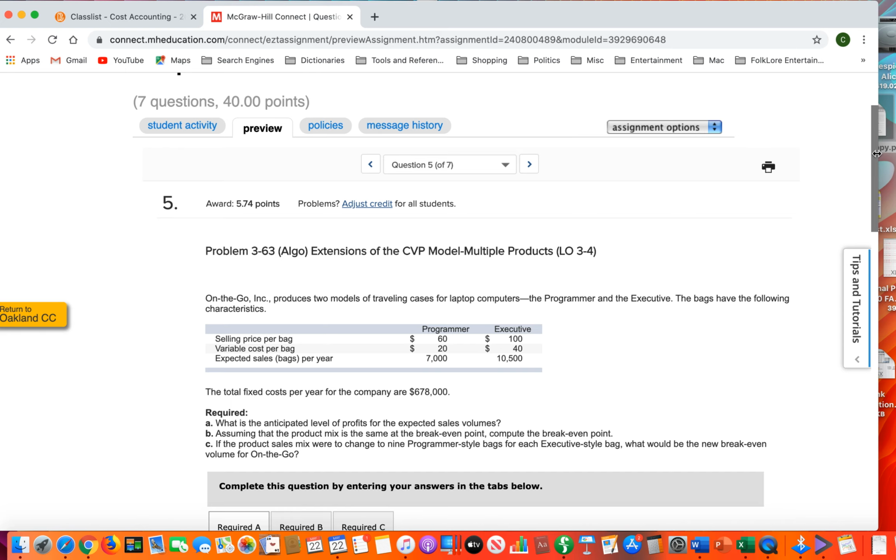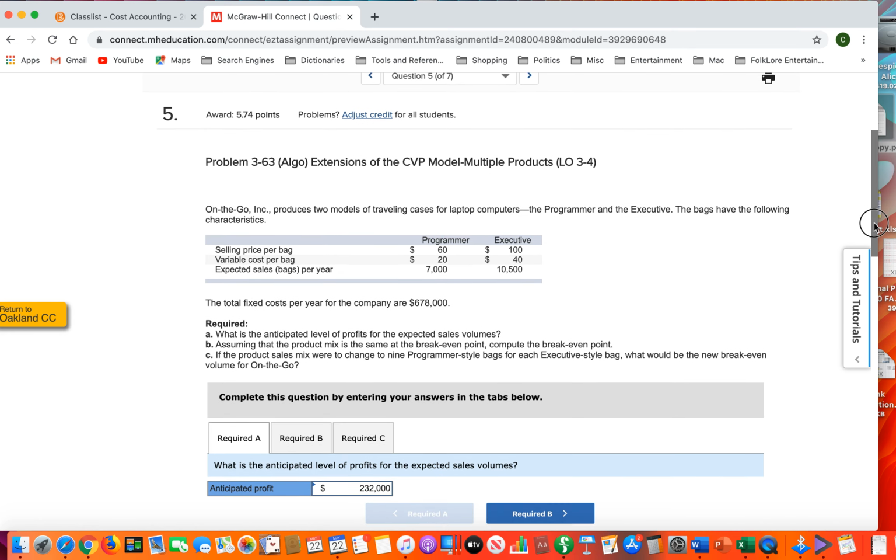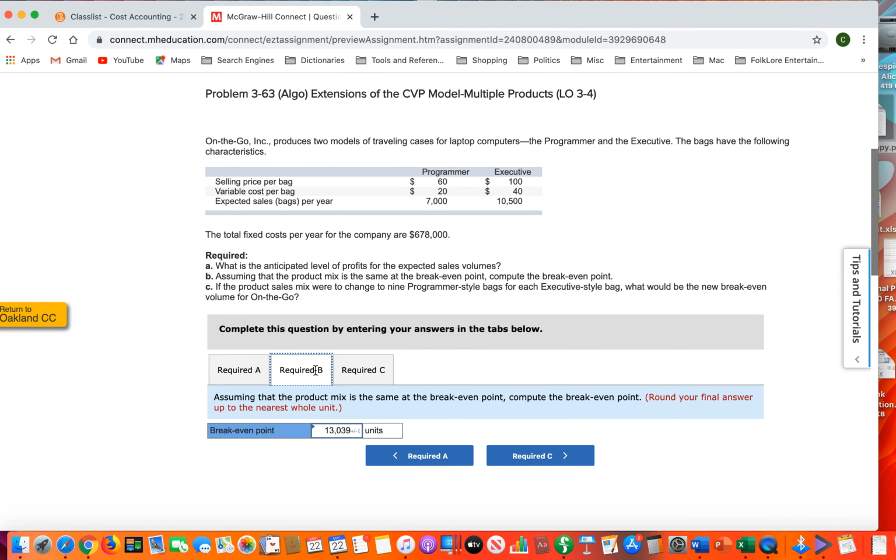What did I have? I'm trying to read my writing here. 13,038.47. Yeah, 13,039. Yeah. 13,038.46. Would they round up to 13,039? Okay.